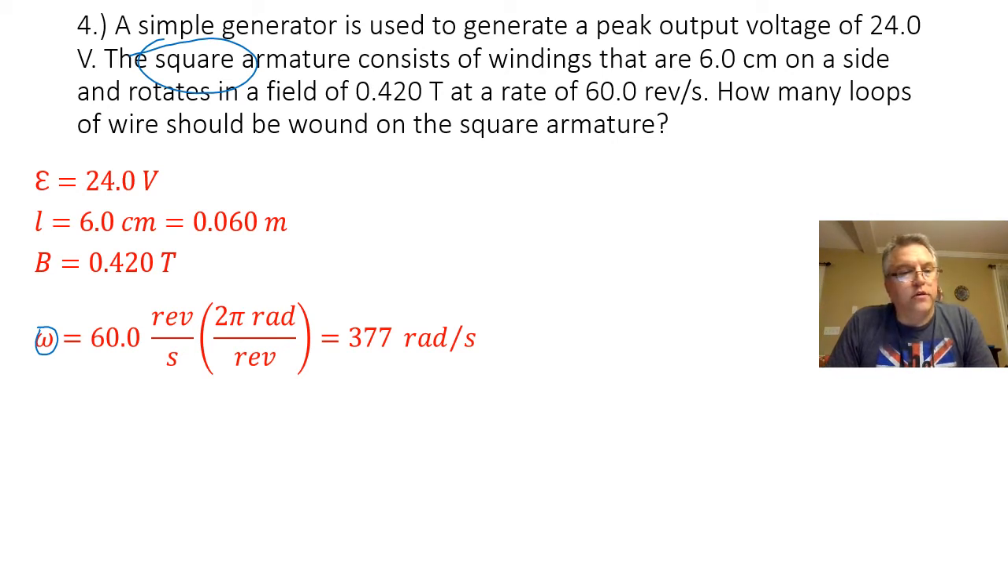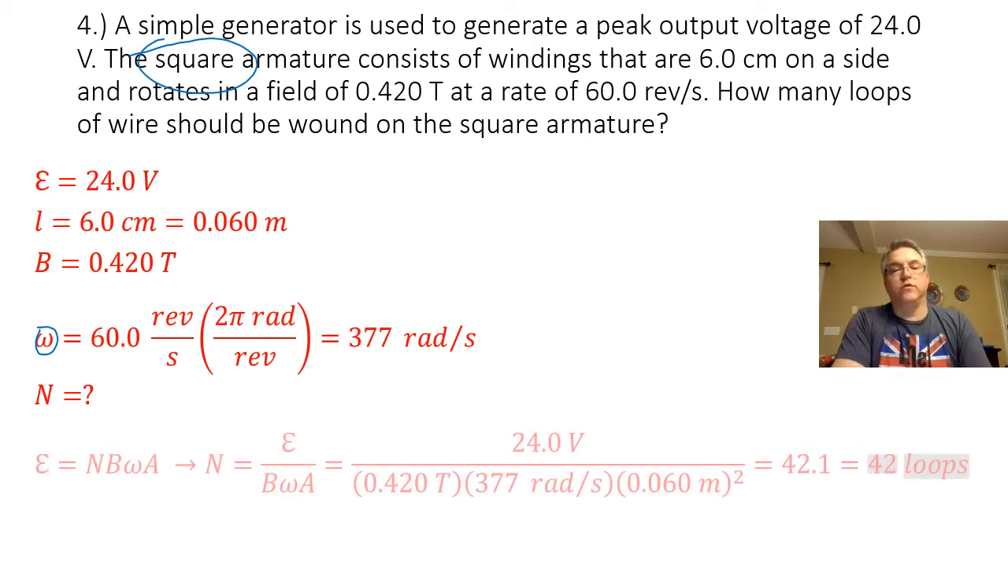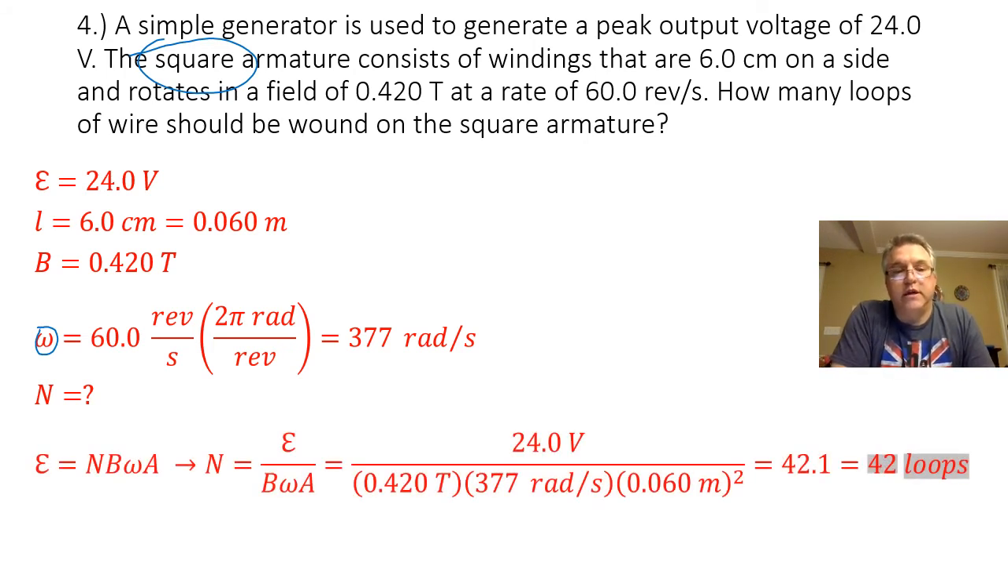I know that the induced EMF is equal to the number of turns times the magnetic field times the angular speed times the area. Solving that for the number of turns is going to give me N equals E divided by B times omega times the area. When I plug my values in and I do the math, remember it's a square armature, so I just take the length of the side and square that to get the area. I'm going to have 42.1 loops or 42 loops to 2 significant figures.